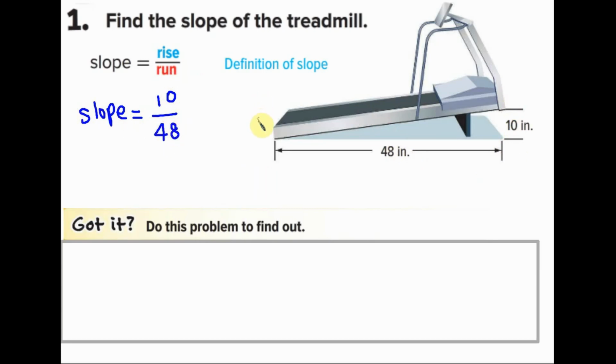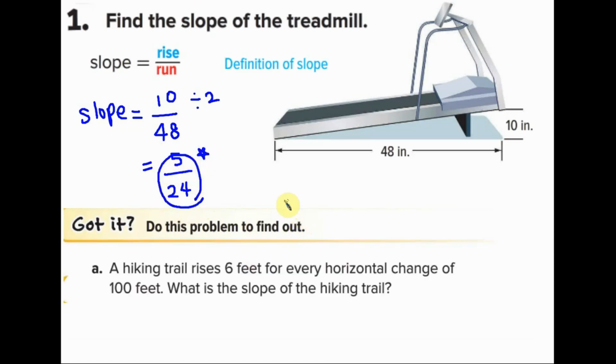There is one more thing that I want to emphasize here. Whenever you see a fraction, please do your best to simplify as much as you can. When I'm looking at this 10 and 48, the first number that comes to my mind is that I can divide by 2 on top and bottom. So if I do so, 10 divided by 2, I will get 5. 48 divided by 2, I will get 24. And I notice they don't have any common factors, so that's how I know the slope is 5 over 24. Let's look into one more problem.